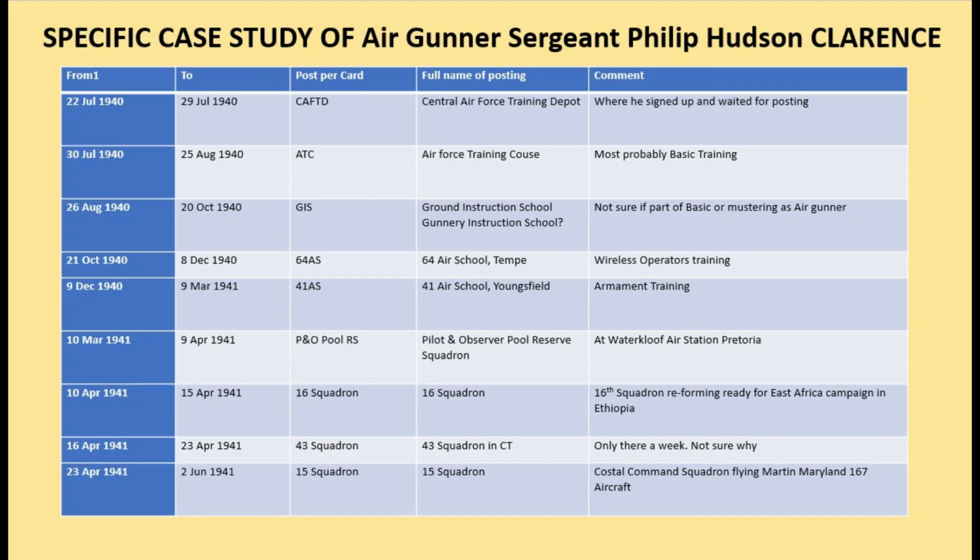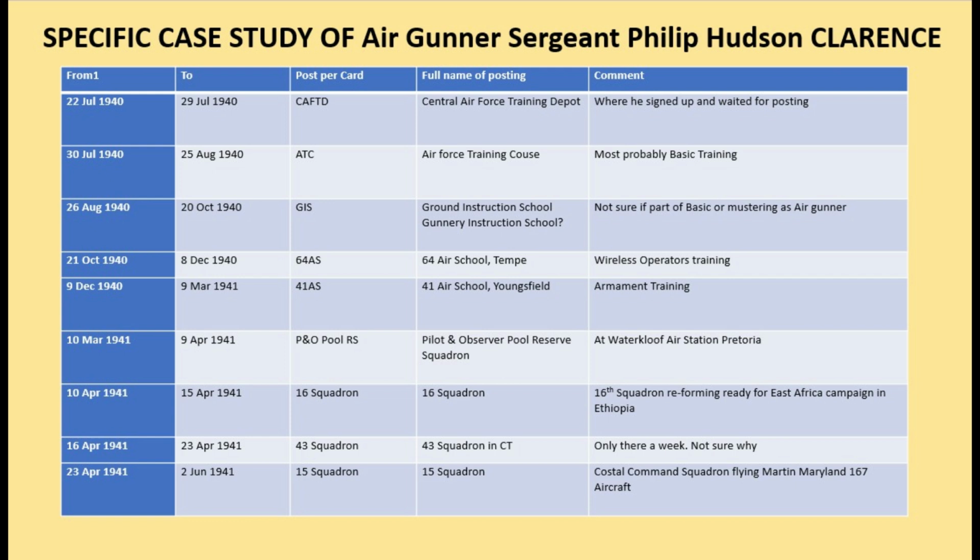So let us start looking at the service record of Philip Hudson Clarence. He signed up to join the Air Force on the 22nd of July 1940, and he remained at the CAFTD, which my guess, and according to the book of abbreviations, is the Central Air Force Training Depot, for roughly 7 days. Then on the 30th of July through to the 25th of August, he was at ATC, which I think is Air Force Training Course. Most probably this was basic training.